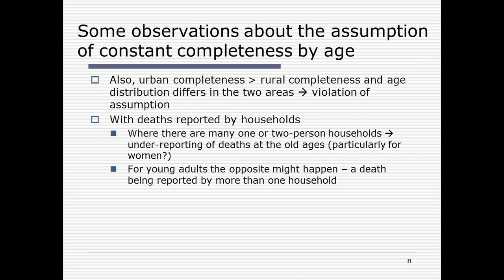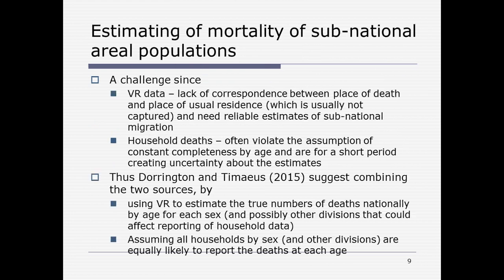There could also be a problem for young adults in that they may not have established themselves in their own unique household, so they may be staying away from home, but still be considered part of a household, so you get double reporting of the death.